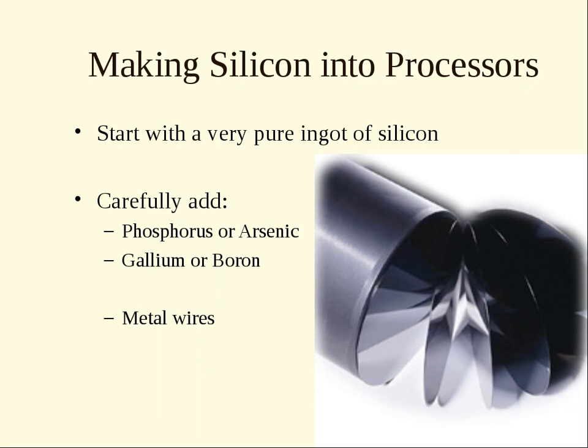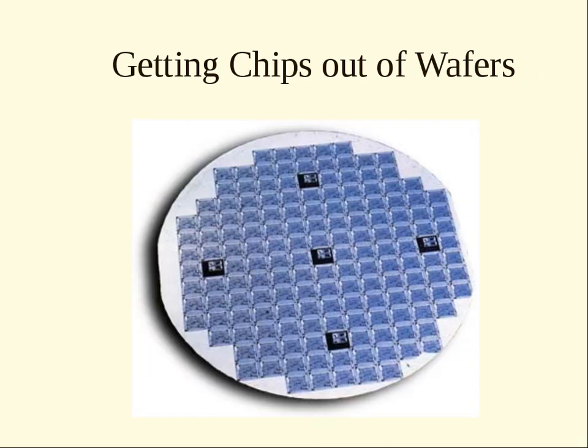So we're going to start: how do we make a chip? We get a pure ingot of silicon, there's a good picture of it, and then we carefully add phosphorus, arsenic, gallium, boron, and put some metal wires. All right, we're done. That's all a chip is. No joke. That's all it is. Carefully add in the right spots.